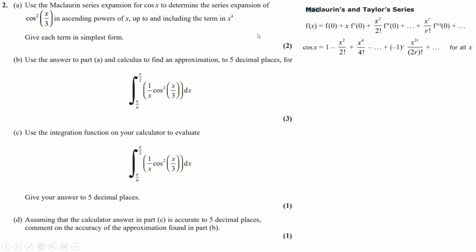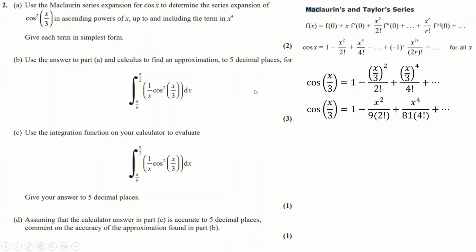Maclaurin series, look in the formula book. Here's Maclaurin series. This is the general one, and this is the one for cos. Now we're doing cos squared of x over 3. So the first thing to do is replace that with an x over 3, and we get this. Now 3 squared is 9, which I can put on the bottom, and 3 to the 4 is 81, which I can also put on the bottom.